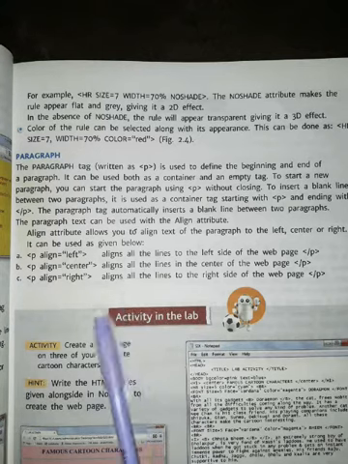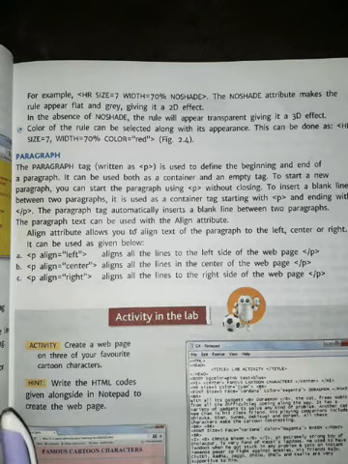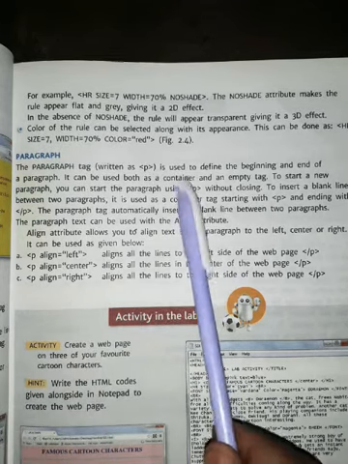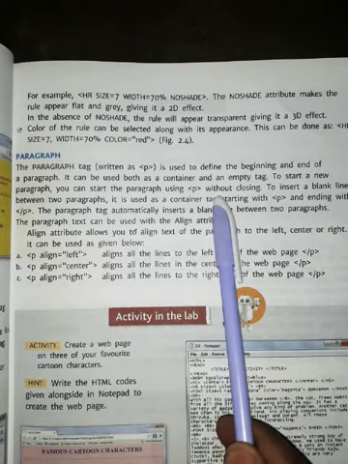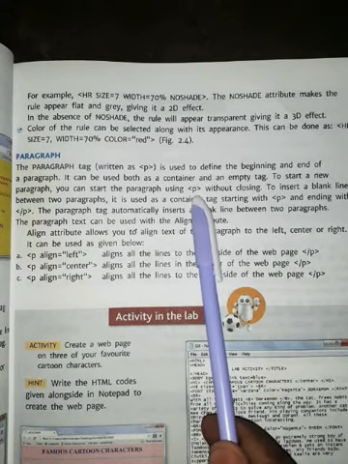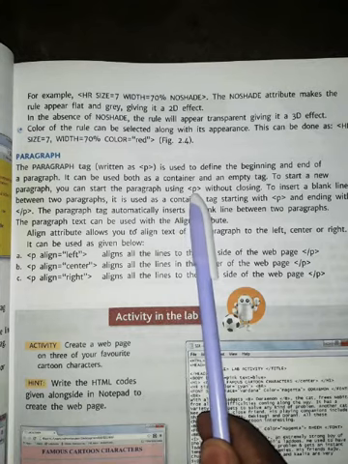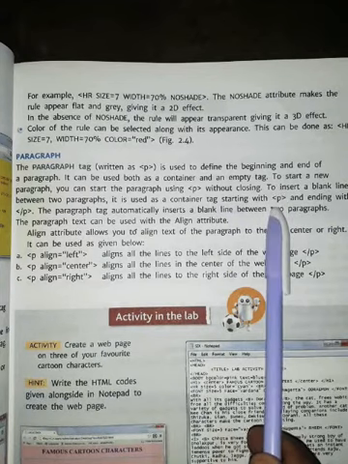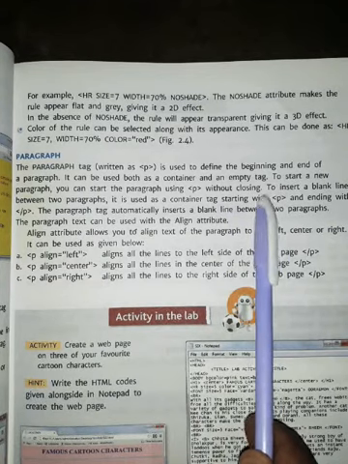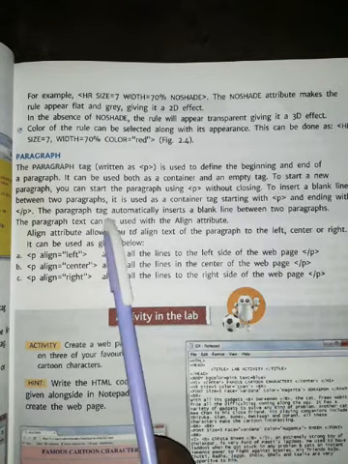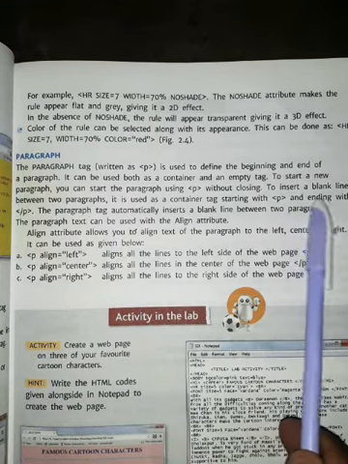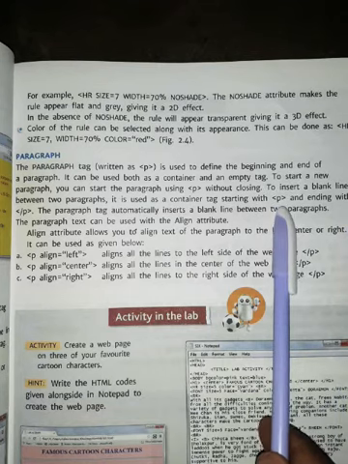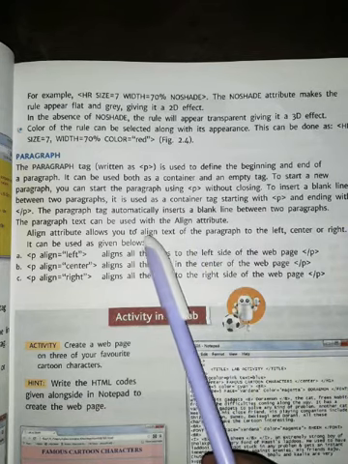When you start your paragraph, you put the p tag before starting to write it. Then you write your paragraph and then close the p tag. The paragraph tag automatically inserts a blank line between two paragraphs. The paragraph text can also use the align attribute, as I told you.